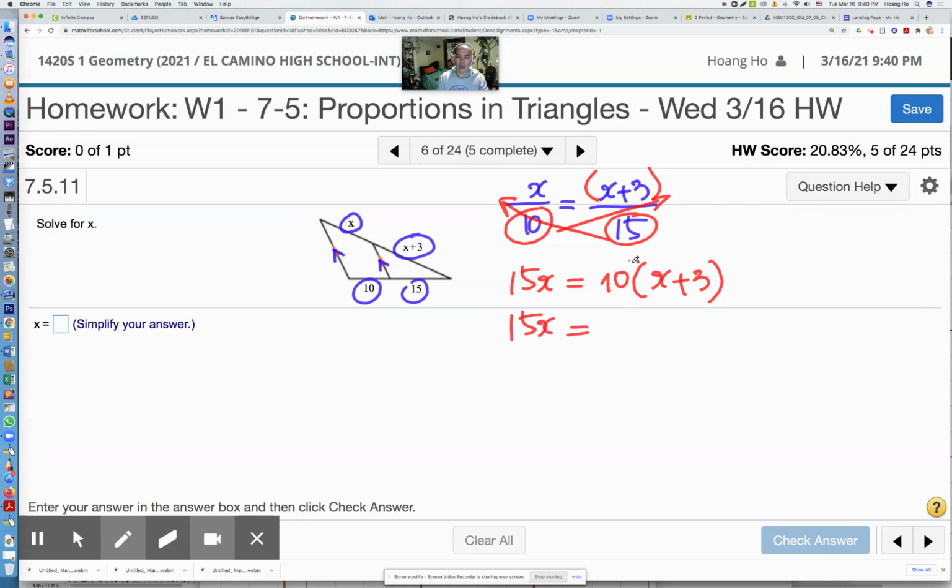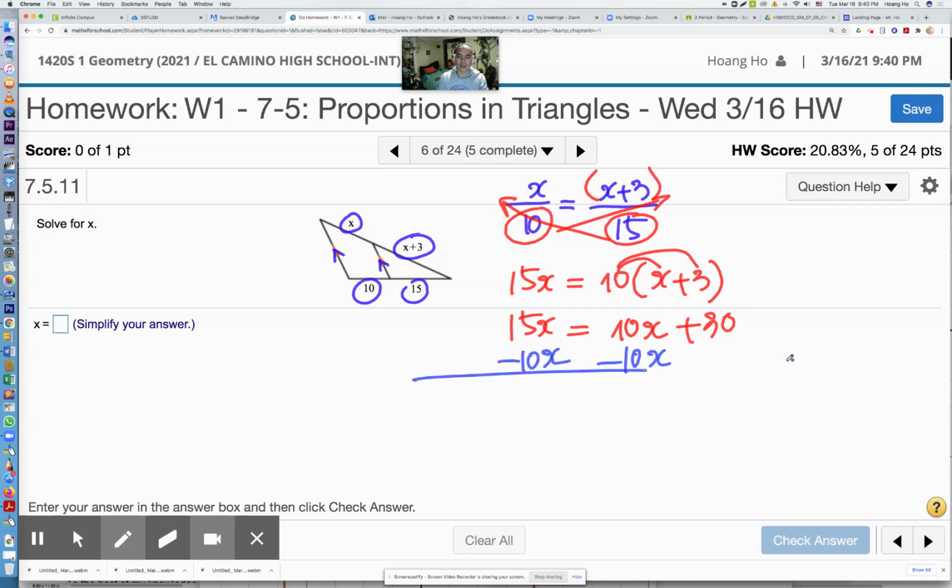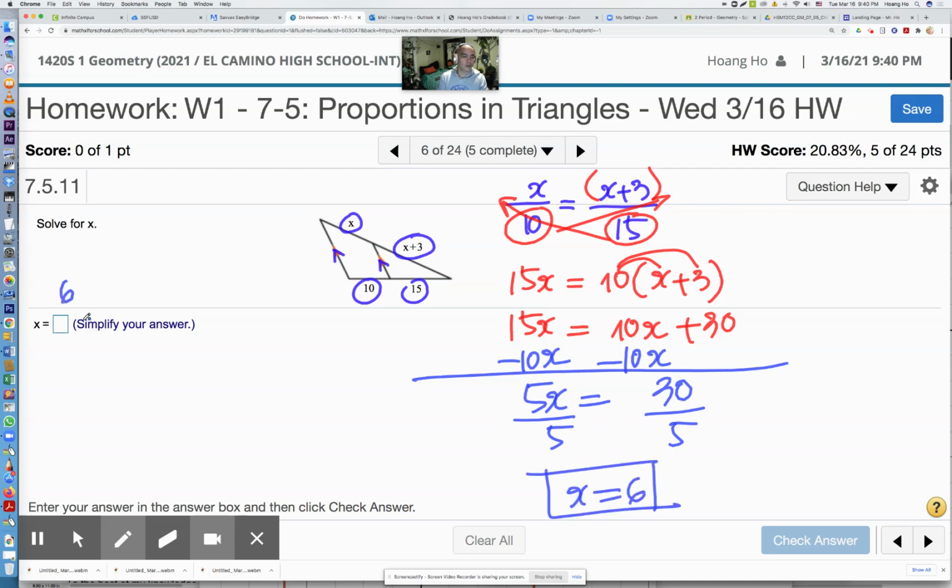So on the right side, 10 times x, that's a 10x, and 10 times 3, that's a 30. Now I subtract 10x on both sides. So I got 5x on the left side, 30 on the right side, divide 5 on both sides. So I got x equal 6. 6 right here.